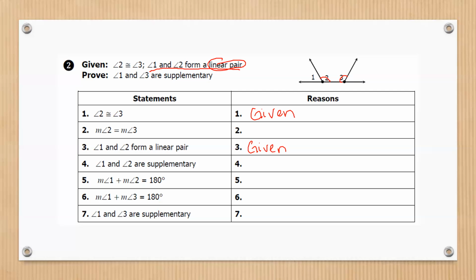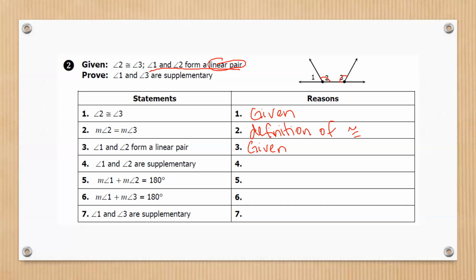Let's see here. Step 2 says the measure of angle 2 equals the measure of angle 3. Oh, okay. So we went from, in step 1, angle 2 being congruent to angle 3 to their measures being equal. You remember what it's called when we go from pieces being congruent to their measures being equal? Yeah, that's the definition of congruence again. Ooh, that pops up a lot.